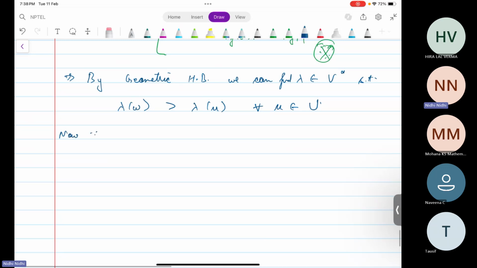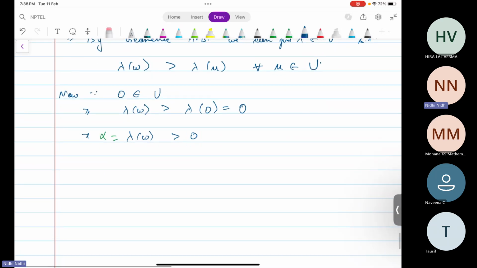Now since 0 is in U, this implies lambda w is strictly greater than lambda 0, and since lambda is a linear transformation, it maps 0 to 0. This implies lambda w is strictly positive. If I take this lambda w to be equal to alpha, we have alpha strictly positive.